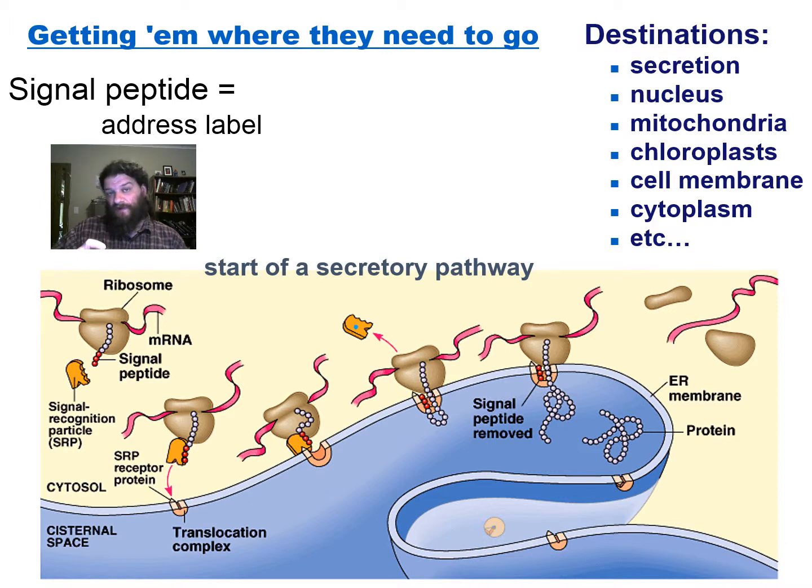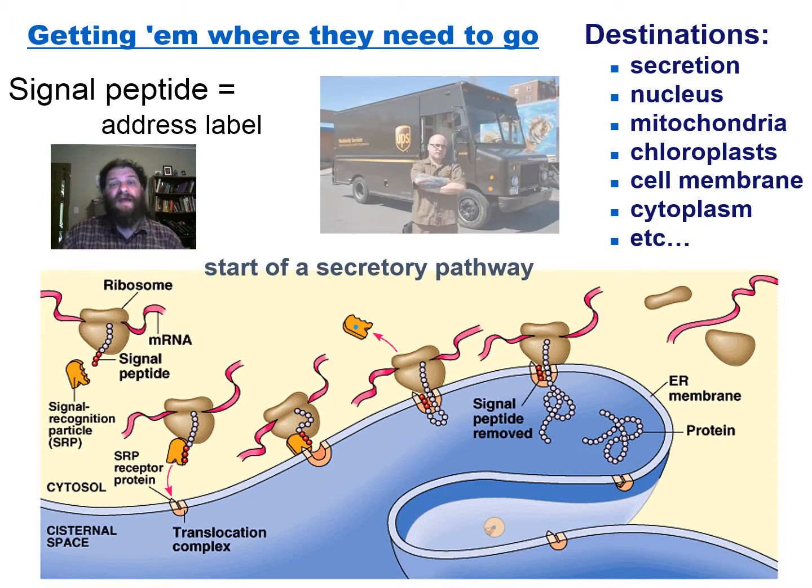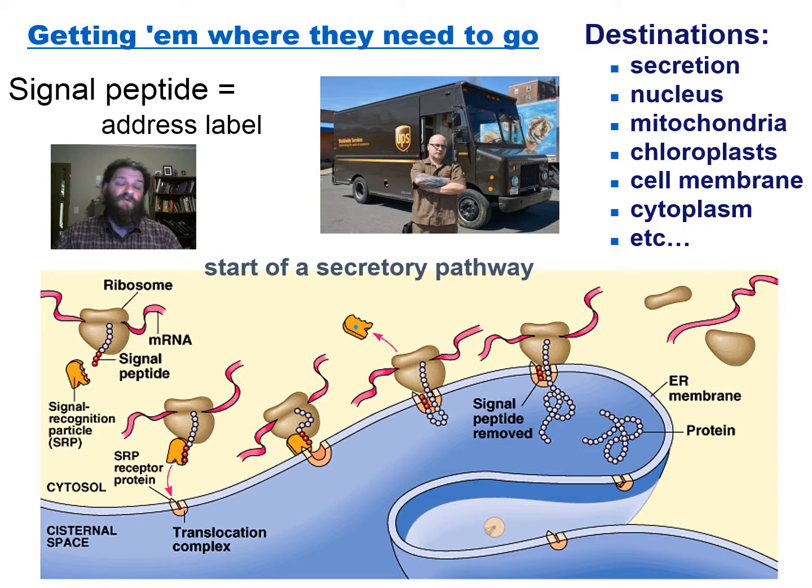And this short sequence of amino acids will bond with another protein, and that protein can then complex with another protein, say, in this case, in the endoplasmic reticulum, and that'll cause that protein to be synthesized right into the cisternal space of the endoplasmic reticulum, where it needs to go to be part of the cell membrane.